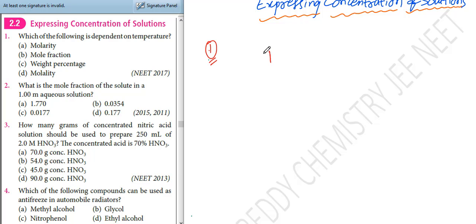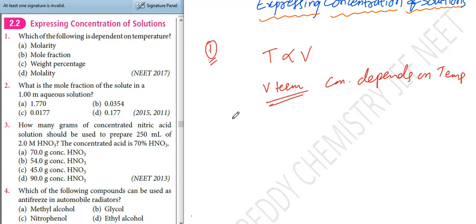See, temperature is directly proportional to the volume. So, wherever the V term is there, the concentration depends on temperature. So, option A, molarity, capital M equal to n by V. So, it is dependent. Then option B, mole fraction of A equal to nA by n total.